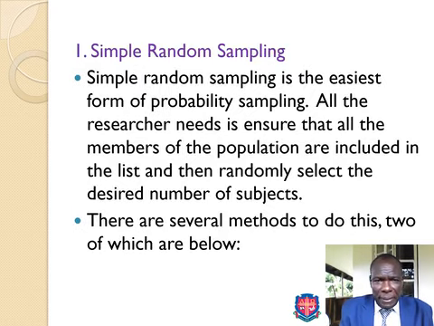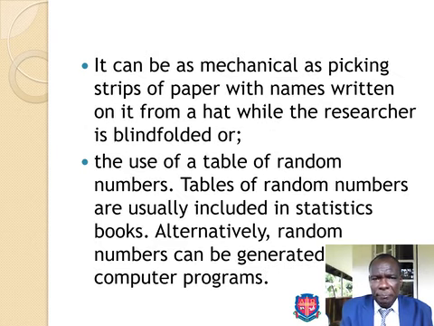Simple random sampling. This is the easiest form of probability sampling. All the researcher needs is to ensure that all the members of the population are included in the list, and then randomly selects the desired number of subjects. There are several methods to do this, but two of which are given below.